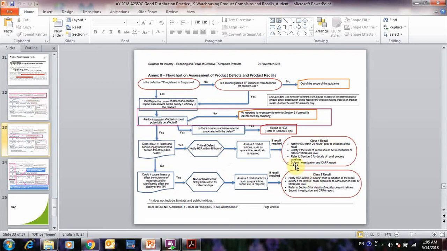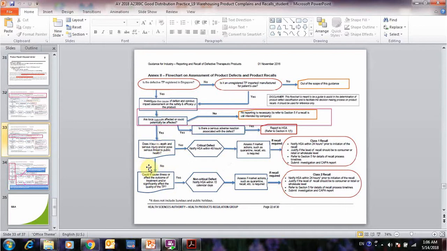and you can also see that for critical defects, a lot of times you need to do a very thorough, very in-depth kind of investigation, and this actually includes the use of a CAPA report. CAPA is corrective action and preventive action, right? So for class 1 recall, you need to also justify the level of recall, whether it should be limited to consumer or wholesaler level, but most of the time it will go down to the consumer or even retail level.